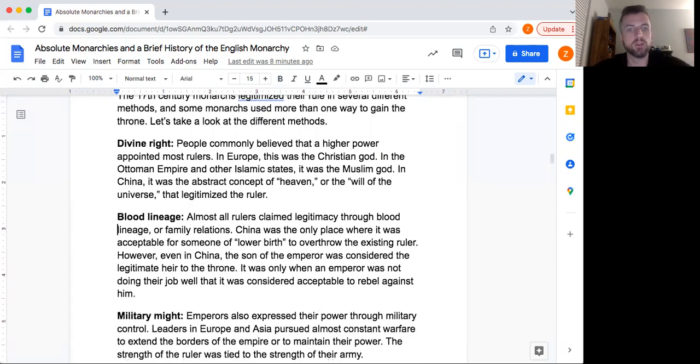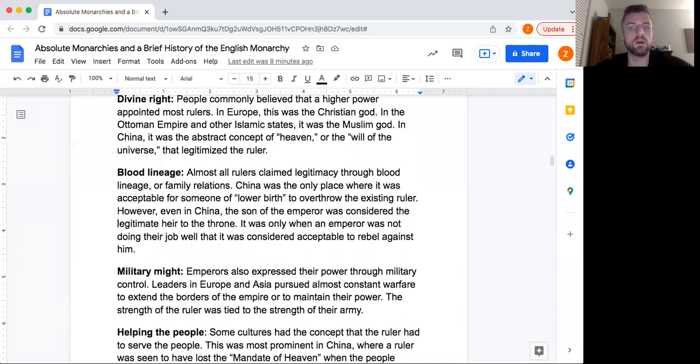Blood lineage. Almost all rulers claimed legitimacy through blood lineage or family relations. China was the only place where it was acceptable for someone of lower birth to overthrow the existing ruler. However, even in China, the son of the emperor was considered the legitimate heir to the throne.